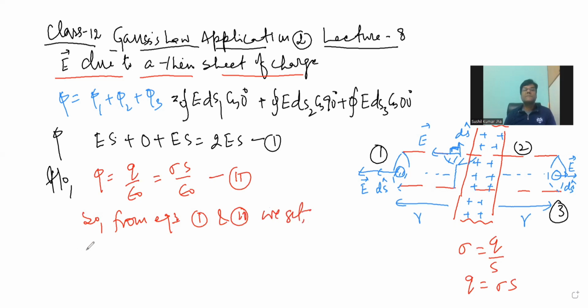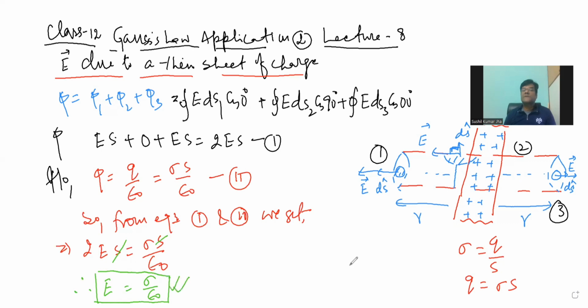तो क्या मिलता है हमें, 2Es is equal to sigma s upon epsilon naught, which means s is cancelled, and therefore we get electric field as sigma upon epsilon naught, which means distance r is missing. So constant field we are getting due to a thin sheet of charge, right?